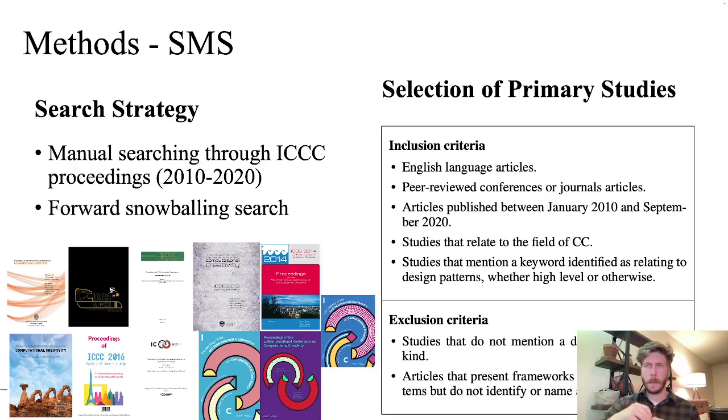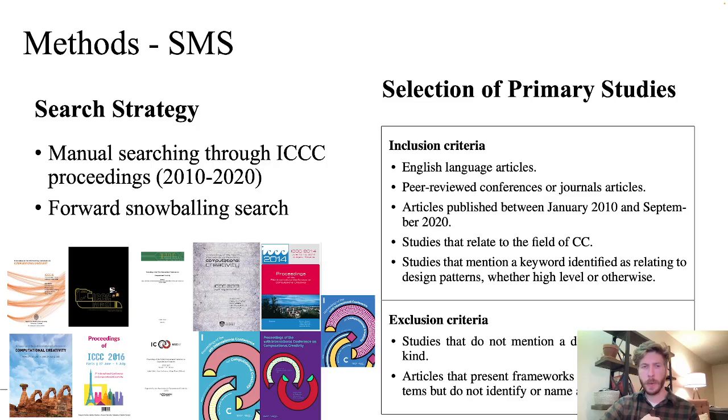But the really important steps of the SMS process are the search strategy and how the primary studies are selected or filtered out. The search was performed over ICCC proceedings from 2010 to 2020, including the 2011 conference that was also held in Mexico. And proceedings were manually searched using key terms, and then inclusion-exclusion criteria started to filter out papers.